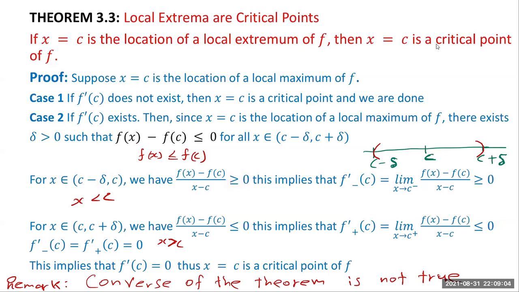Okay. Now, what is this? This should be something that you're familiar with. This is the definition of the left derivative at x is equal to c. That is f prime minus c. That means the left derivative at x is equal to c.